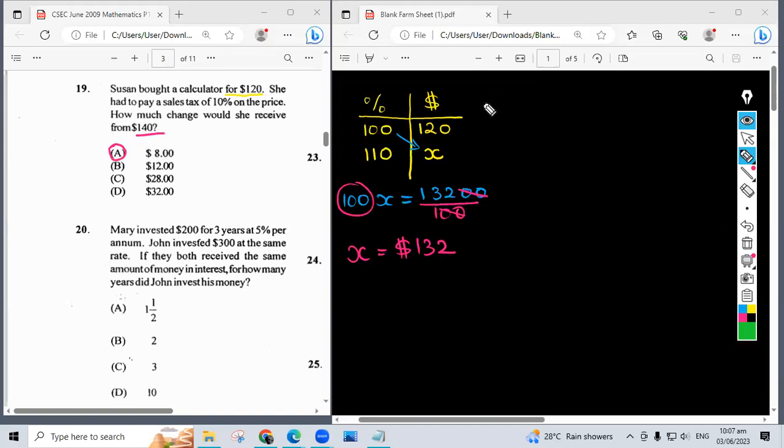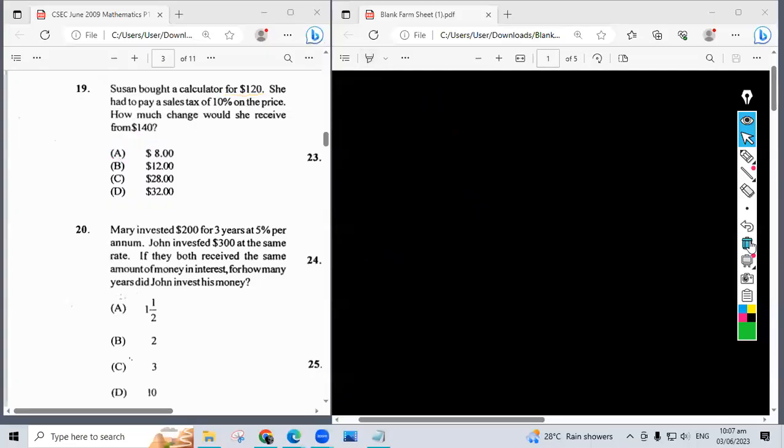Right. So I need a full screen to do number 20. So take down the working for number 19 if you need to. I'm going to give you about 10 seconds. All right. So there are two people here. There's Mary, and there's John. Well, we all know the formula for what? Simple interest, right? Interest is what? Principal by rate by time over 100.